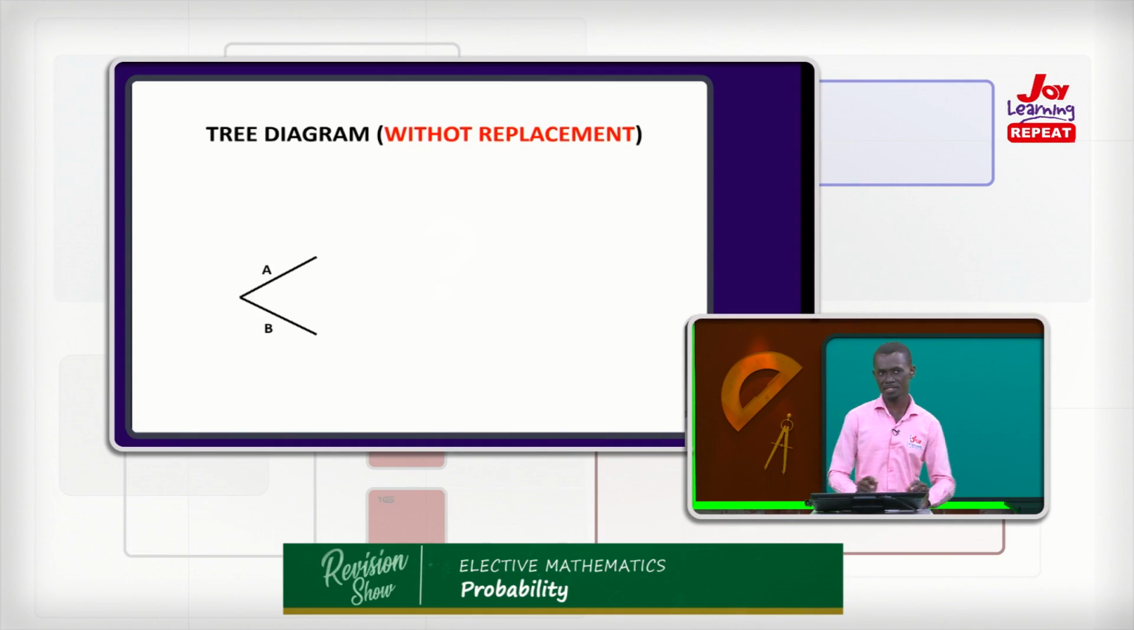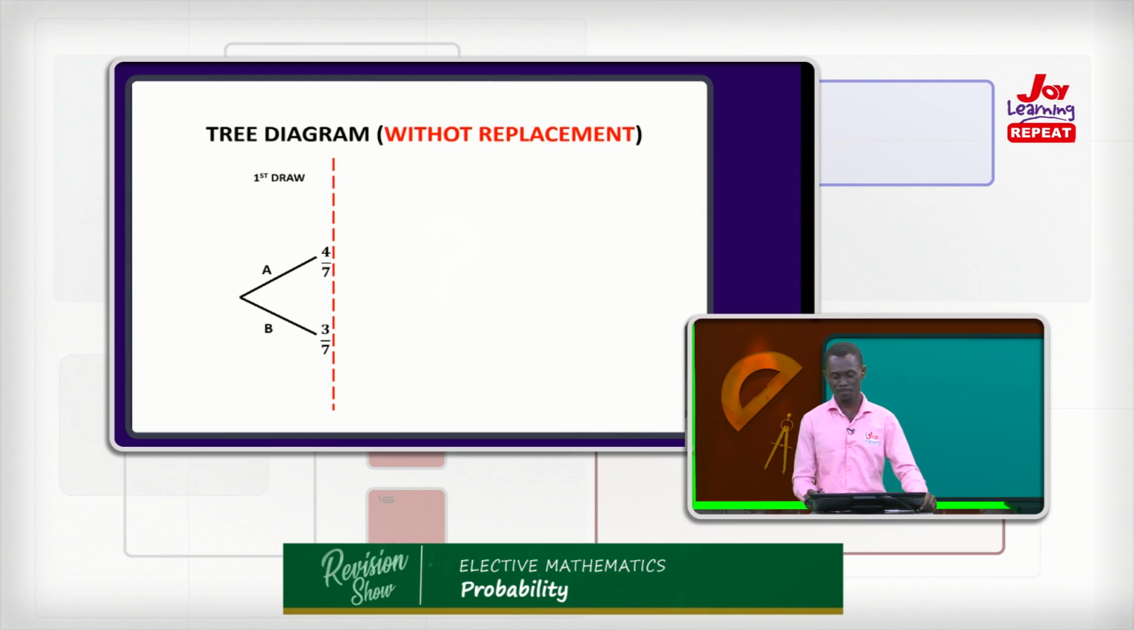In the first instance, we have A, B. If the probability of A occurring is 4 on 7, and the probability of B occurring is 3 on 7. You notice 4 on 7 plus 3 on 7, we have 7 on 7, which is one whole number. It must always amount to one whole number. If any other thing, then you're wrong. It's a quick check. So we have our first draw or first trial.